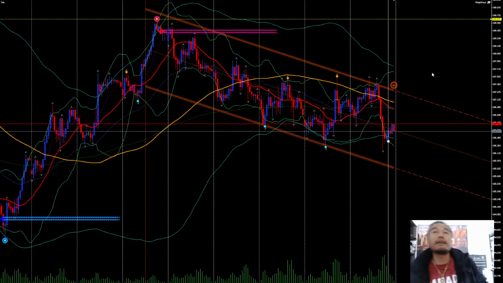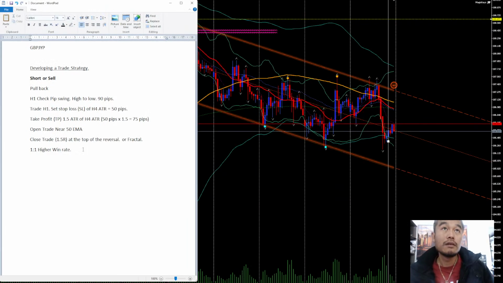So basically what I'm saying is we take the profit of one-to-one as the minimum. Higher win rate, it's a minimum. It's the minimum for trades, and after that you can just let it run.